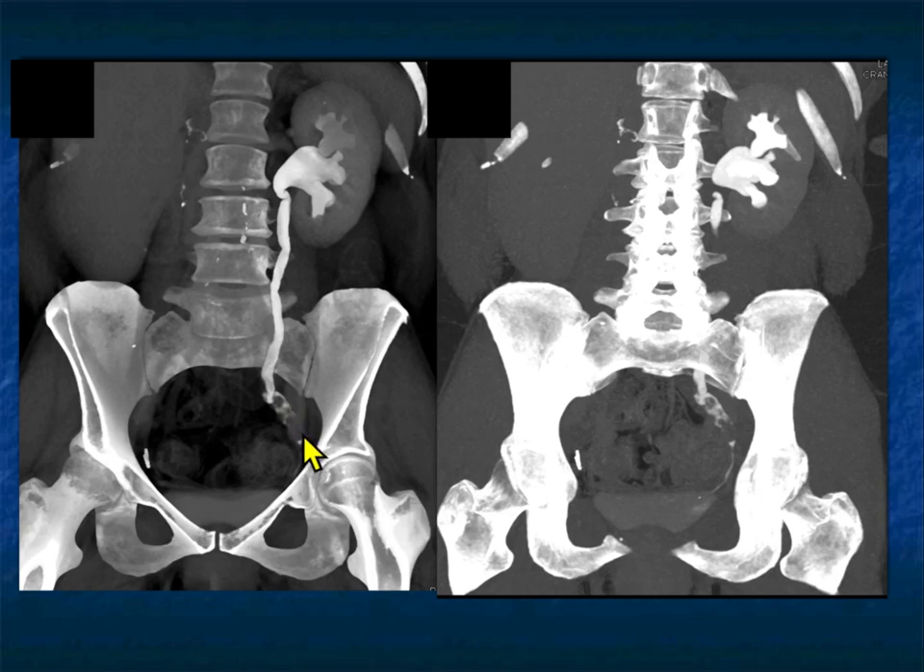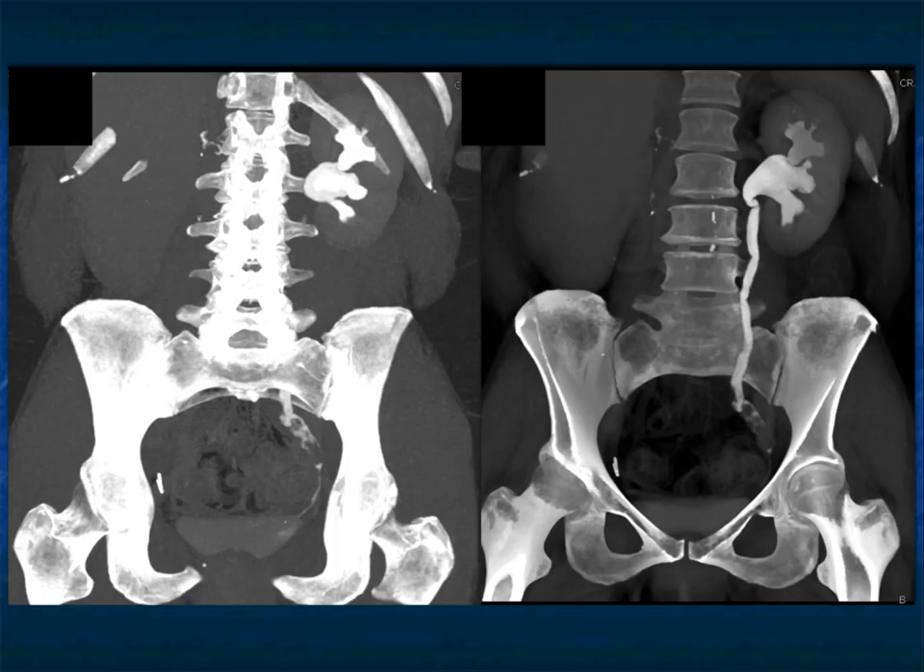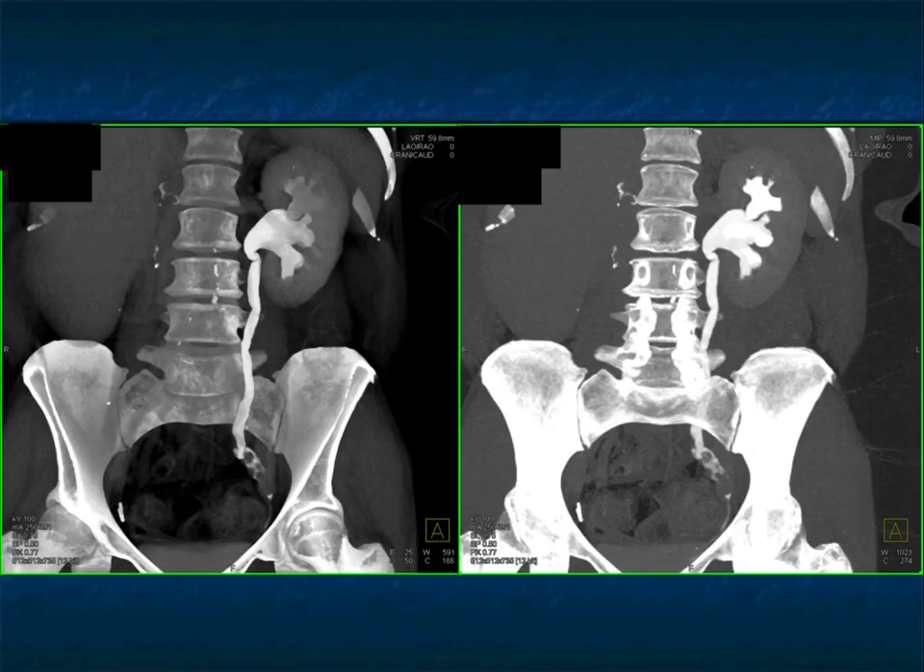Now, you can get narrowing from TB, you can get filling defects with inflammation, but these are dilated ureter with multiple filling defects, a very classic appearance of TCC. There's some dilatation of the ureter and the renal pelvis above it. Beautiful example of TCC, just showing you a number of different images and the importance of display.